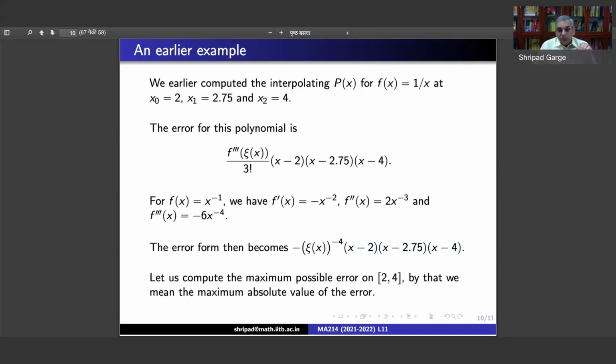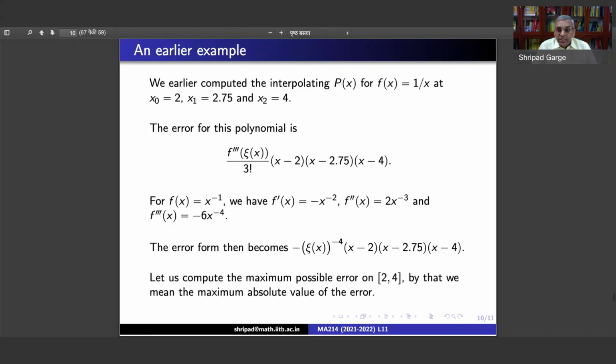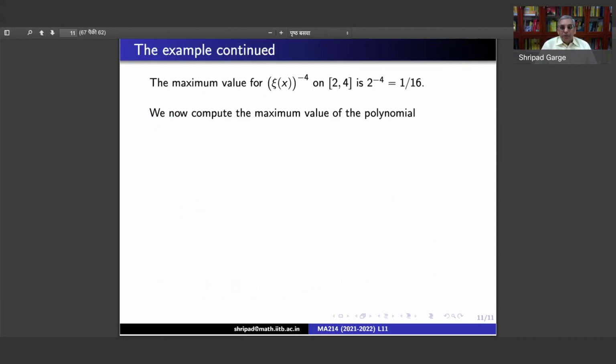And we will compute the maximum for both of them. So xi x power minus 4, the maximum value of this is going to be achieved at the point x equal to 2, and it is 2 power minus 4, which is 1 by 16. So the only thing remaining is the product of these 3 factors, x minus 2, x minus 2.75, x minus 4. Let's call that polynomial q x.